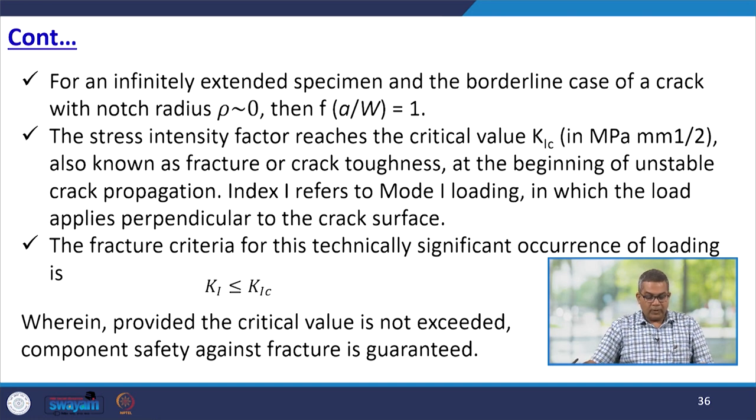Now, for an infinitely extended specimen and the borderline case of a crack with notch radius almost equal to 0, F A over W is equal to 1. The stress intensity factor reaches the critical value of KIC in megapascal root mm. It is also known as the fracture or crack toughness at the beginning of unstable crack propagation. The index I refers to mode I loading, in which the load applies perpendicular to the crack surface. Now, the fracture criterion for this technically significant loading is K I less than or equal to KIC, wherein provided the critical value is not exceeded, component safety against fracture is guaranteed.